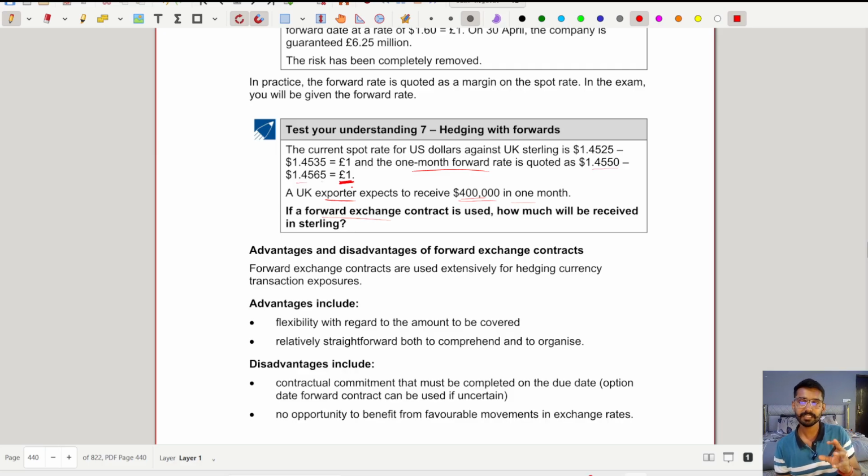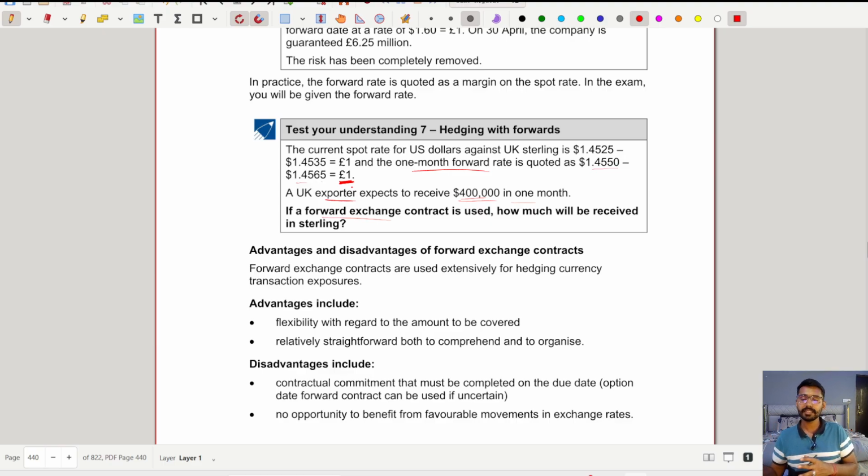Let's understand what the bank is going to do with the pound. You are the exporter, you are going to receive dollars, you are going to sell dollars to the bank. If you are selling dollars, the bank is buying dollars. If the bank is buying dollars, the bank is selling pounds.